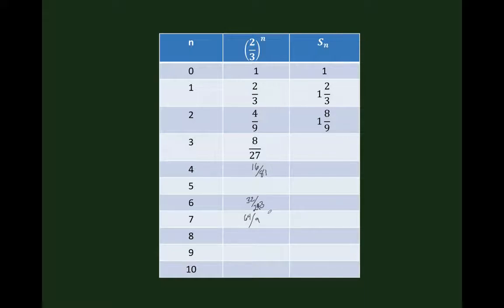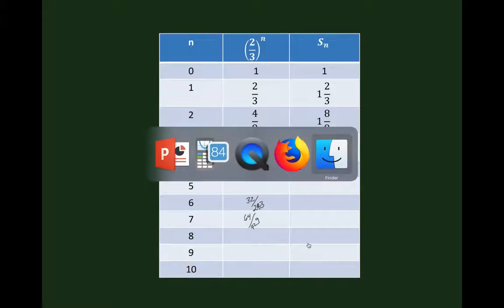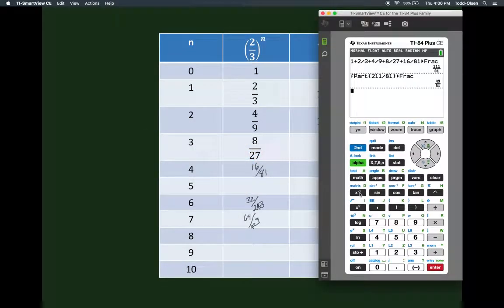Wait a minute now. 9. 3 times 4 is 12. 729. So again, as we go along, these computations are going to be more and more complex. And so again, it's fine with me if you use the calculator.